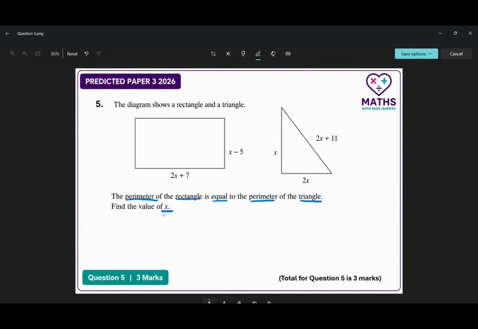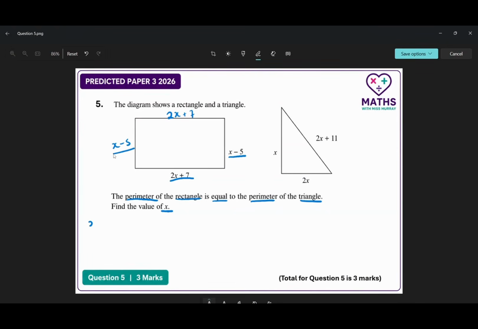So the first thing I would do is use the first bit of information I've been given, and I need the perimeter of the rectangle. So I'm going to do that algebraically and write an expression. What people often forget is you've also got x minus 5 over here and 2x plus 7 over here, because perimeter is all the way around. So I'm going to show my working out in full.